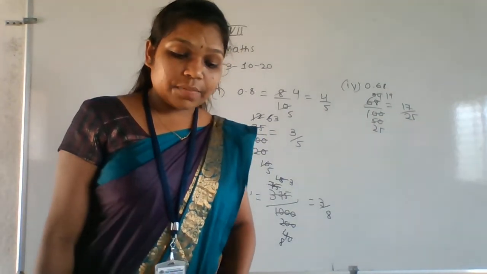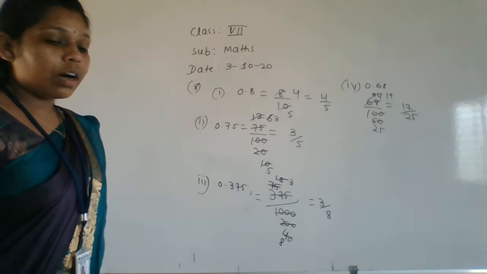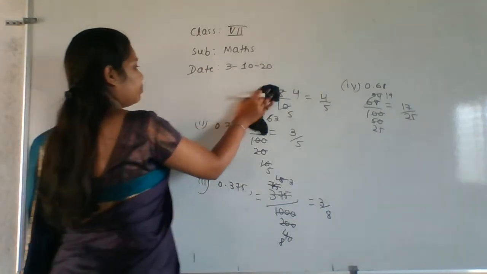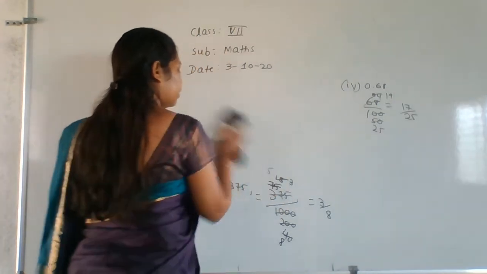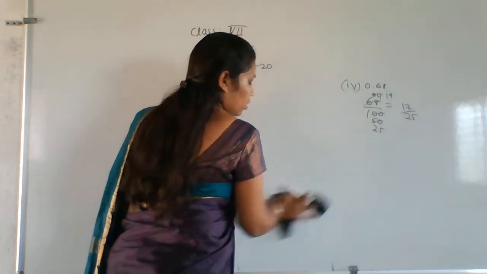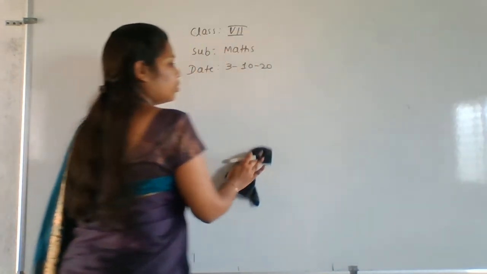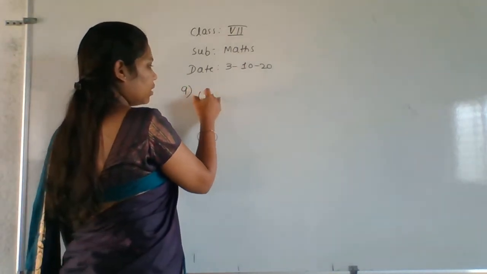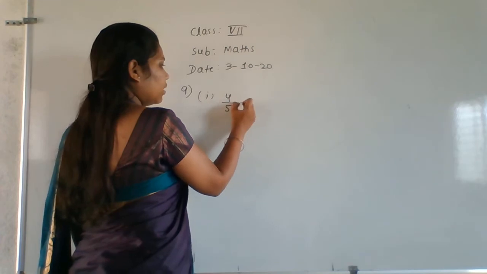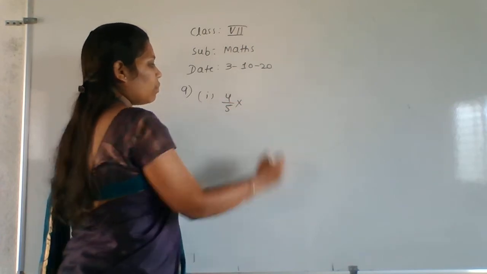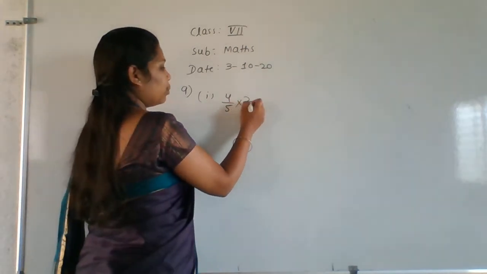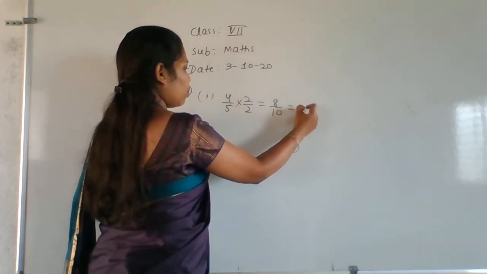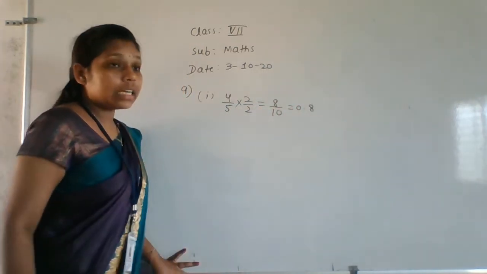Now go for the ninth one. Convert into a decimal number. Ninth main, first one. 4 by 5 is given. Okay. So multiply by 2 by 2. You will get 8 by 10. That value is 0.8. Okay.